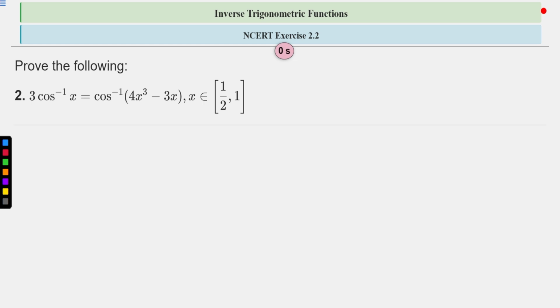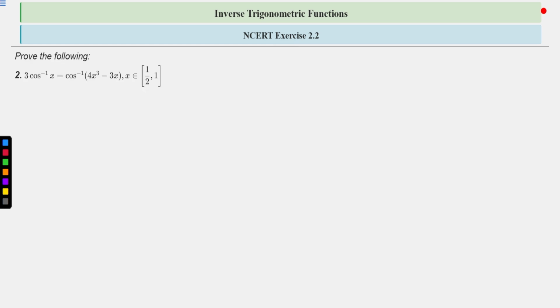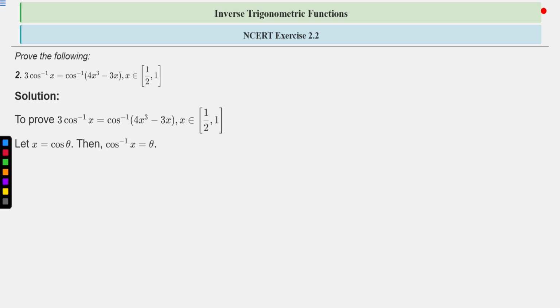Okay, let us move to the solution part. What we have to do basically is prove that 3 cos inverse x is equal to cos inverse 4x cube minus 3x when x belongs to 1 by 2 to 1, right? See, to prove this, what we can do, let us take x is equal to cos theta, right? Then cos inverse x will be equal to theta, right?